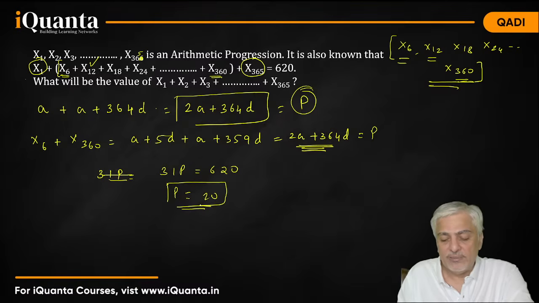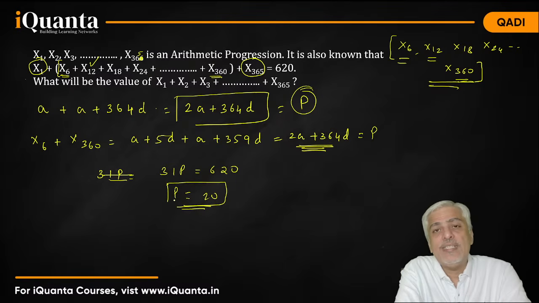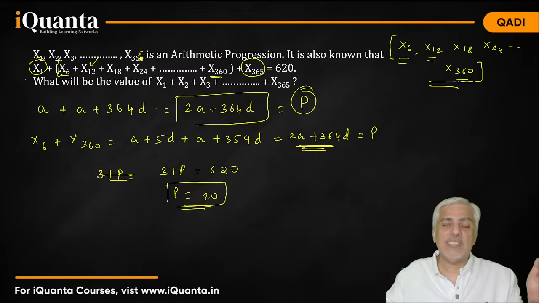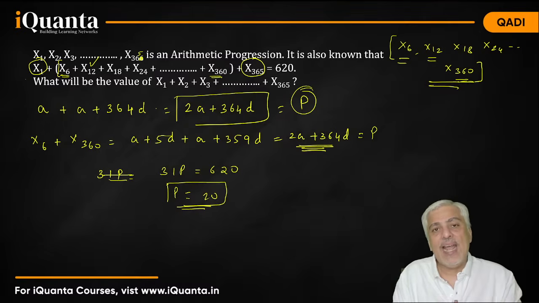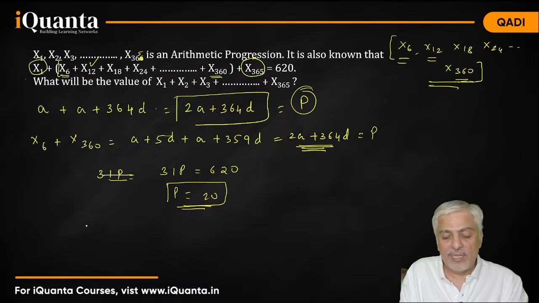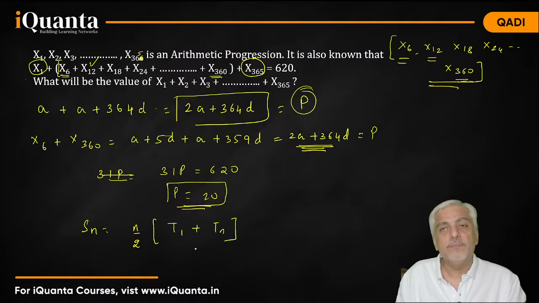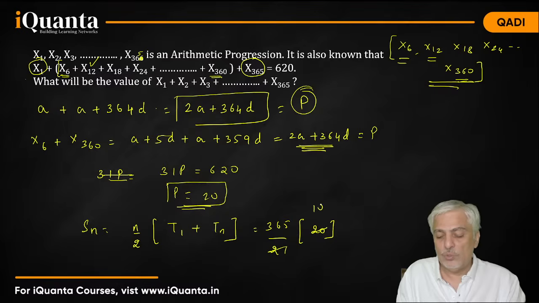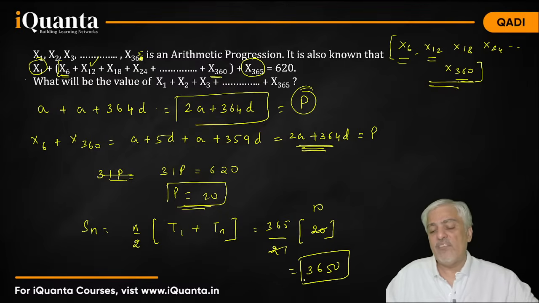Now just leave it here. So what is 20? First term plus last term make 20. First term plus last term is 20. And there are totally 365 terms. Which means I can use the Sn formula. N upon 2 into bracket first term plus last term. N is 365, 365 upon 2 into 20. Answer is 3650. Did everybody understand this?